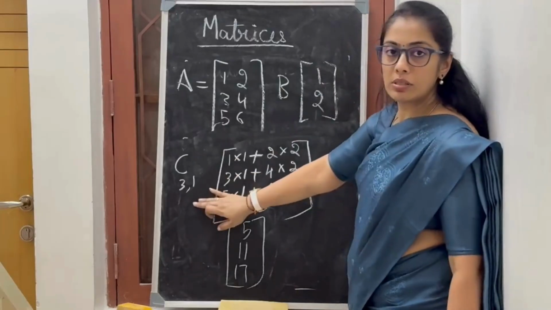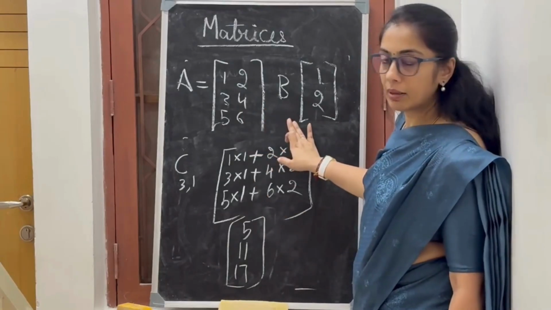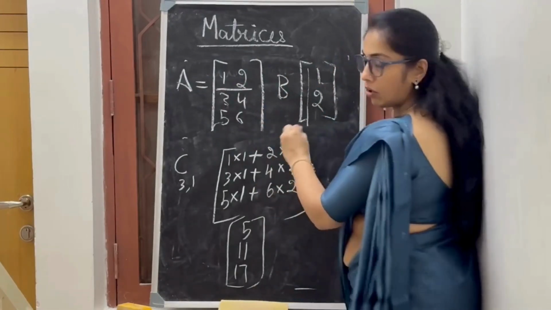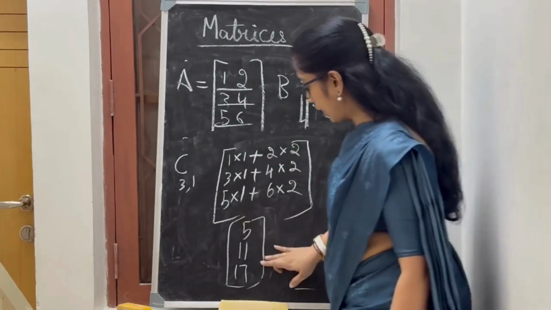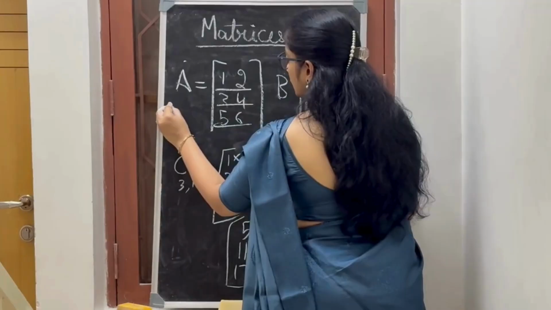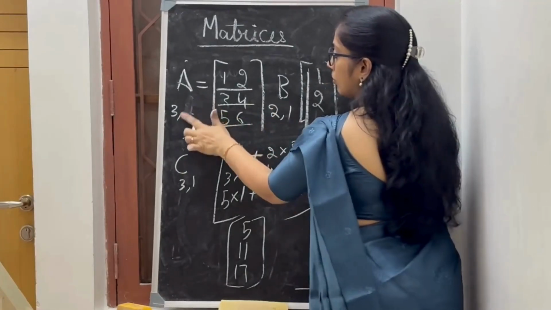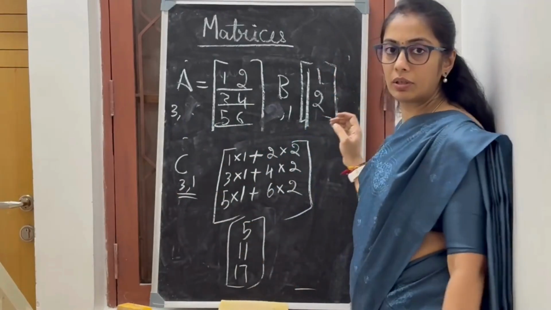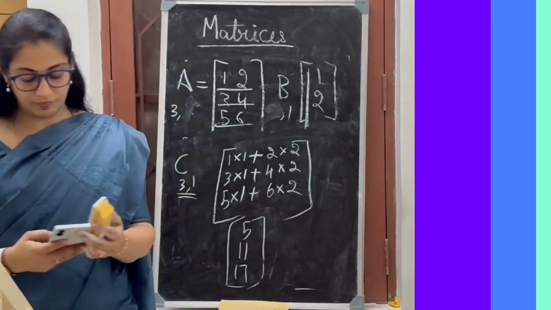This is C. What is C? 3 rows, 1 column. How did I get this? By multiplying them. How did I multiply? I did the first row into the column, second row into the column, third row into the column. Remember to add them. When you add them, you will get this. Now it is 3 rows, 1 column. How I did this, you remember? It had 3 rows, 2 columns. This had 2 rows, 1 column. Remove this. What is that? 3 and 1. So your AB should be 3 by 1 only. Okay? 3 by 1. Thank you.